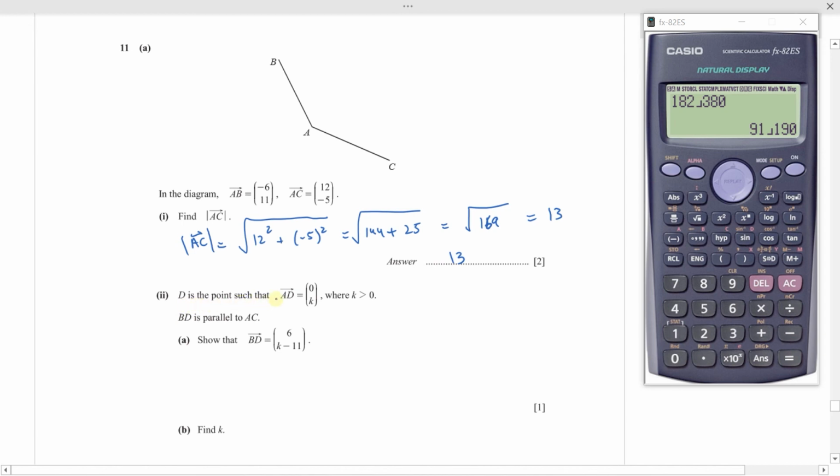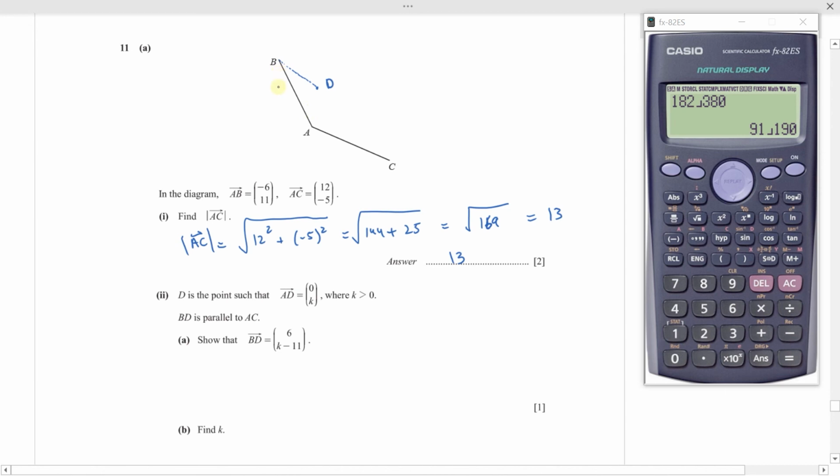D is the point such that AD equals 0, K, where K is greater than 0. BD is parallel to AC. Show that BD is this. So AD is 0K. That means if you are at A, you move 0 in X direction and K in Y direction. And K is greater than 0, so that means you move in positive Y direction. And then you do not move anywhere on X because your X value here is 0. So let's assume D is somewhere here. And then you have this vector, which is BD.